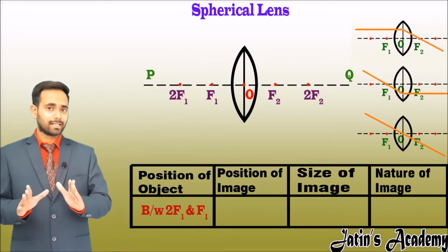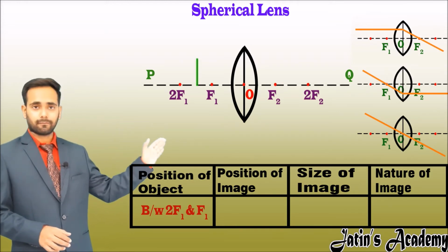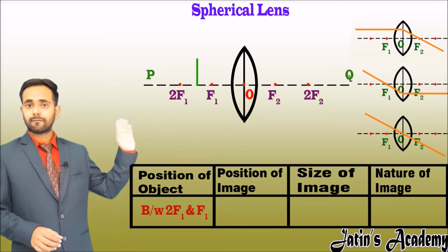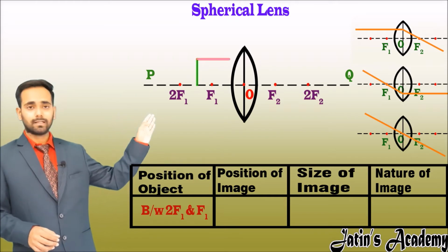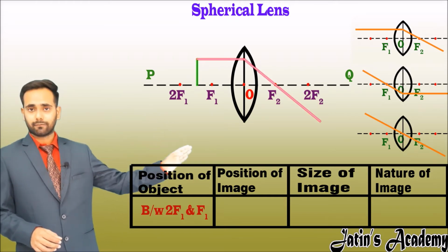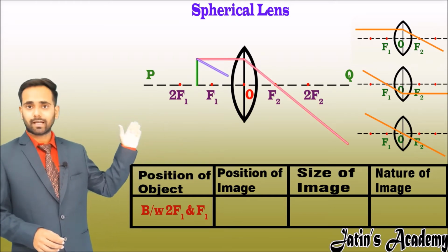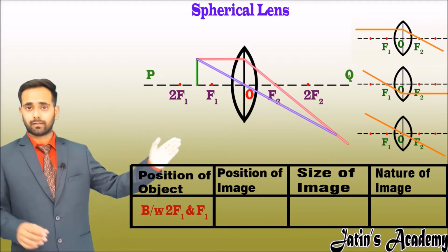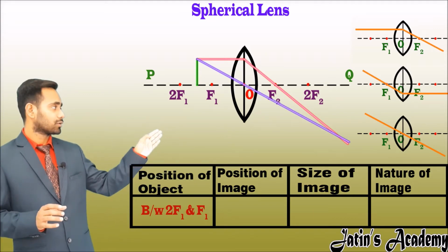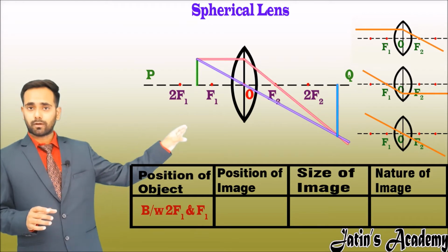Our third case is when object is placed between 2F1 and F1. Now make a 1 centimeter line between 2F1 and F1. Now choose the 2 rays. First ray is when line parallel to principal axis, it passes from second focus, and second line is when line passes from optical center. We will get the intersection point beyond 2F2.